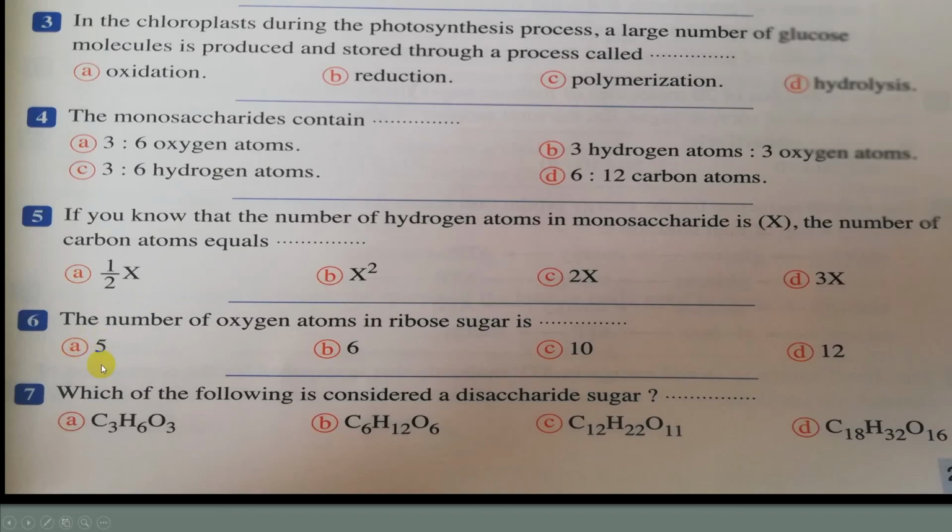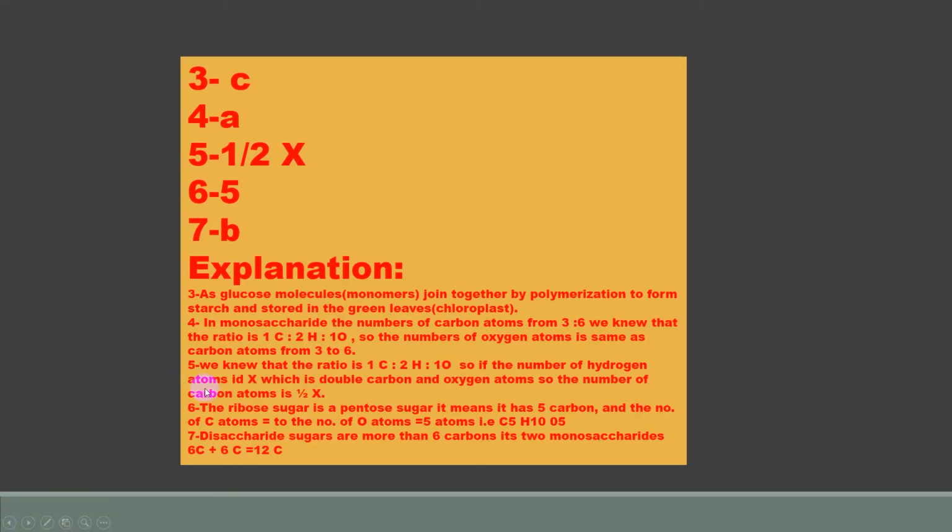What's the right answer? It is 5. Let's see the explanation. We knew that the ratio is 1 carbon, 2 hydrogen and 1 oxygen. Notice that the ratio of carbon is always the same as the ratio of oxygen. So if the number of hydrogen atom is x, as in the previous question, it's double carbon so its number is half x. In this question, the ribose sugar is a pentose sugar. Pentose means a sugar with 5 carbon. It means that it has 5 carbon and the number of carbon is equal to the number of oxygen, equal 5 atoms. So C5H10O5.